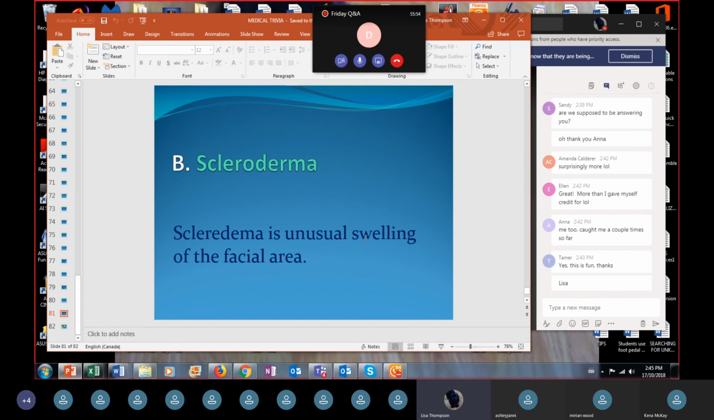Scleredema is unusual swelling of the facial area. Remember, derma means skin, right? And of course, edema means swelling. So a lot of times you can figure out words when you look at the suffixes or prefixes as well. You can put the two together and figure it out a lot of the time.